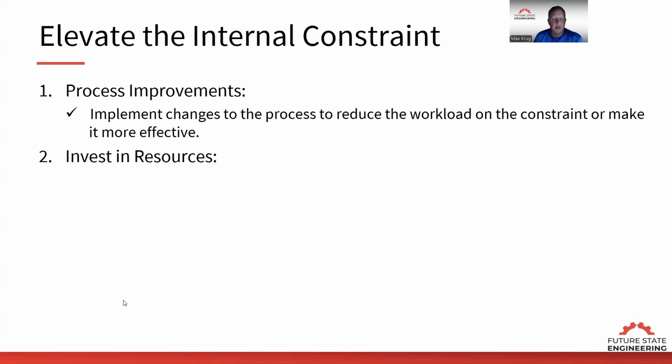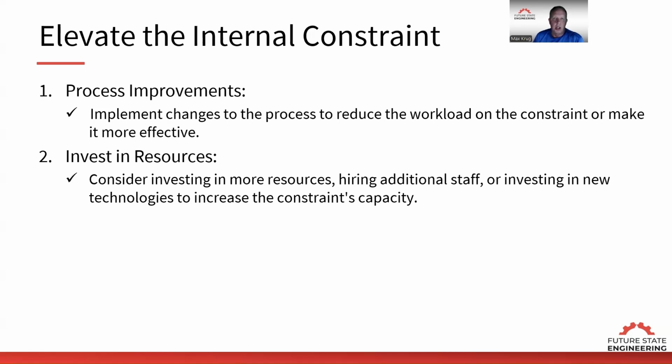Next is invest in resource. So if we can't do any more process improvements, now it's time to invest and buy new capacity or more capacity. So hiring additional staff, investing in new technologies, buying new equipment or machines to help increase the capacity of the constraint. Also, can we offload or redesign the process? So can we offload the work to another resource or redesign the process to make that process more effective?